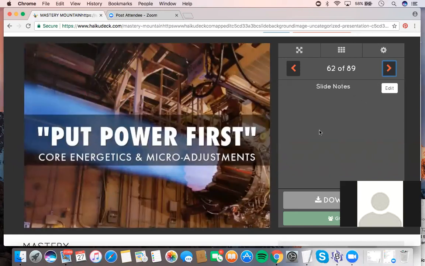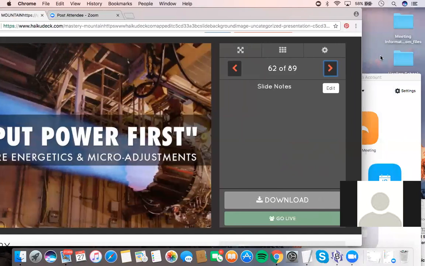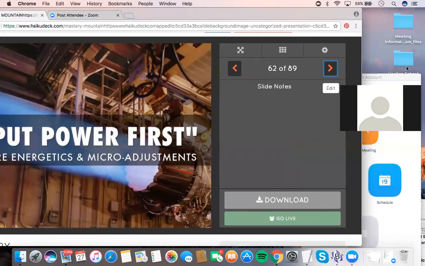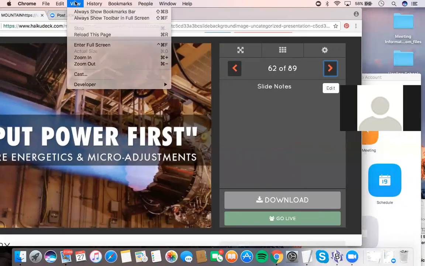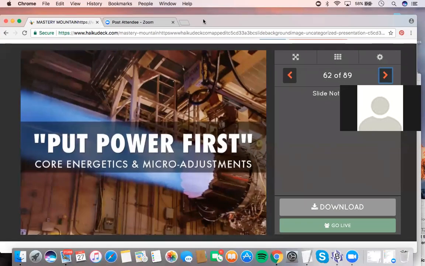Micro adjustments. Here's my secret to micro adjusting, is you put power first. So when you build up with core energy, when you fill up with core energy, you can do small movements that will open the spine, open the back, move a vertebrae a little bit, move a hip in just this way. Constantly doing these little shifts and moves for core.